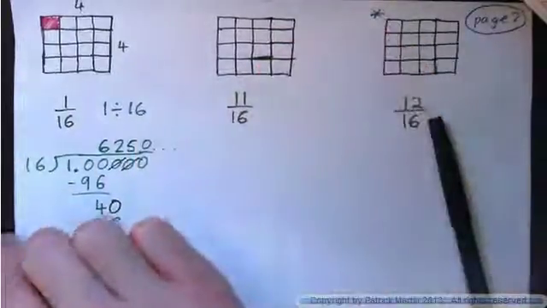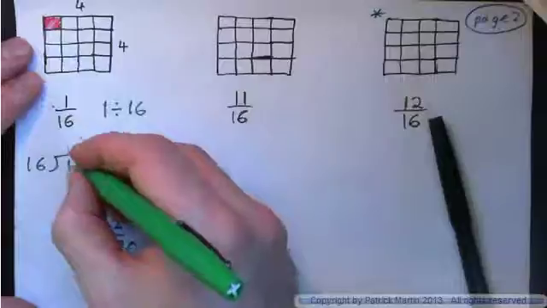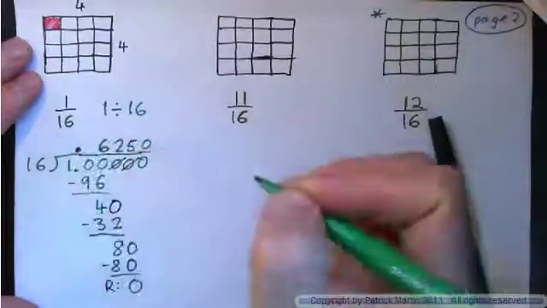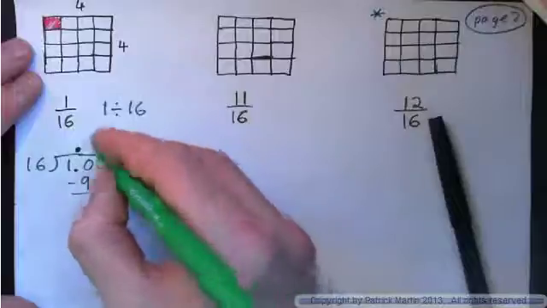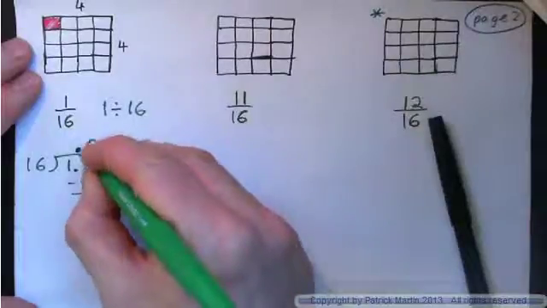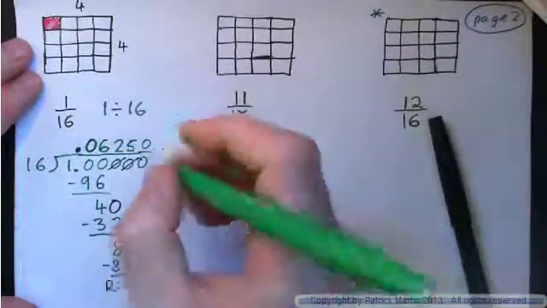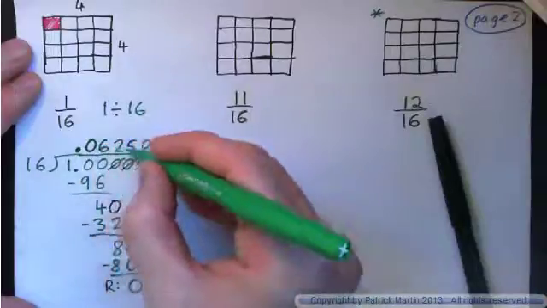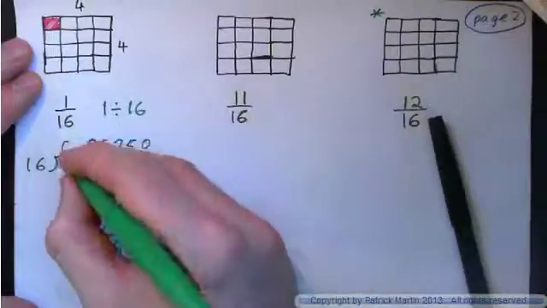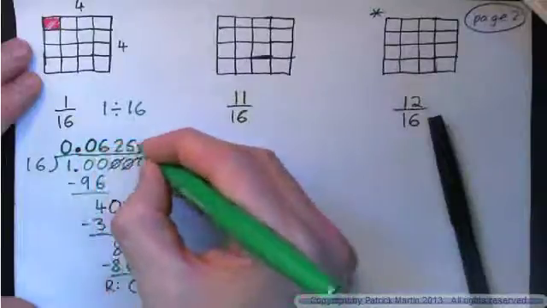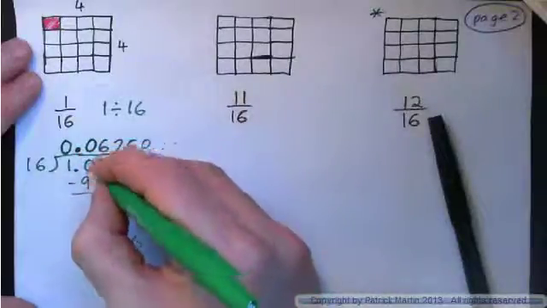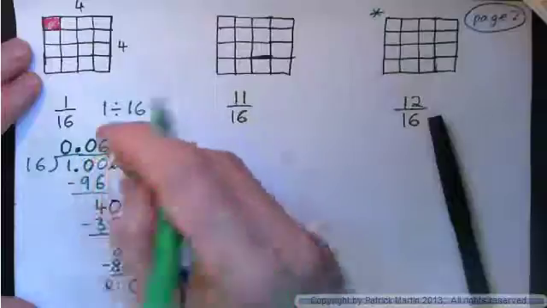What do I do with the decimal point in the answer? I've got to put it directly above up here, don't I? And look, there's a space here. You've got to put a 0 here, right? And because it's 0.0625, you've got to put a 0 here as well. So it's 0.0625. So you've got to be careful with where you're putting your numbers up here.